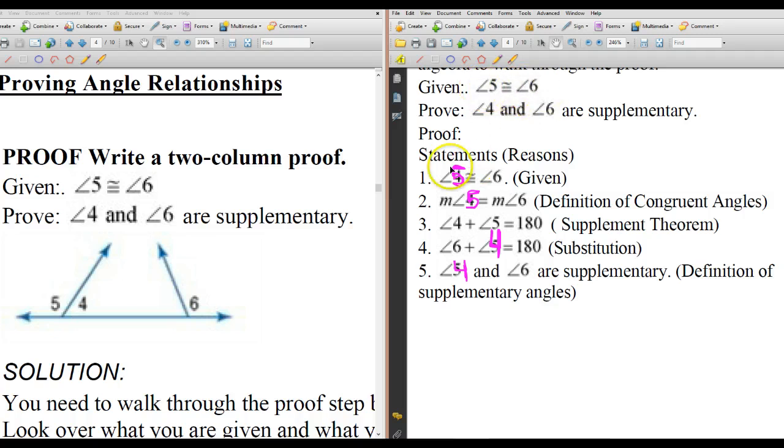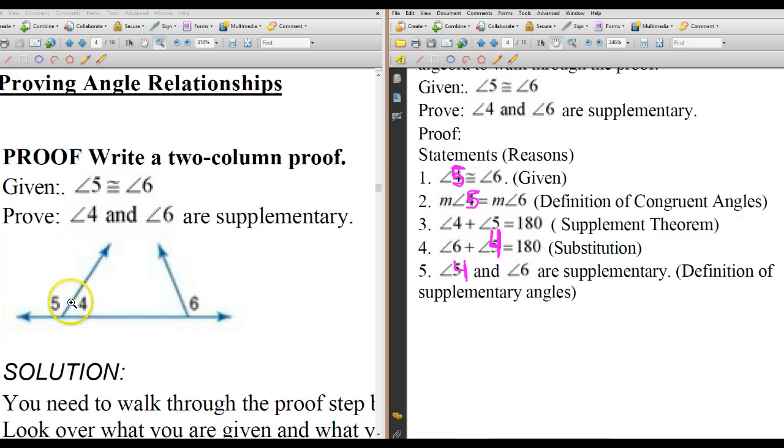Angle 5 is congruent to angle 6, and there was a typo here, so I had to change 4 to 5. So angle 5 is congruent to angle 6. That is given. If that is given, then we can say that their measures are equal by the definition of congruent angles. So anytime we say that angles are congruent, we can say that their measures are equal by definition of congruent angles. From here, we're going to use the supplements theorem.